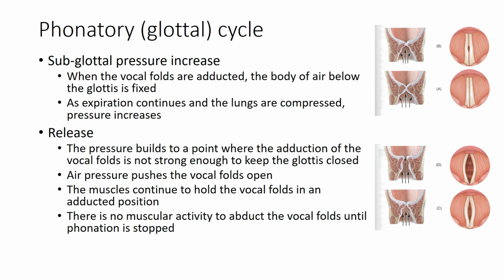So with the vocal folds adducted, the glottis closed off, the body of air below the glottis is fixed, but expiration continues and the lungs continue to be compressed, so that increases pressure below the glottis. Eventually, that pressure builds to a point where adduction of the vocal folds is not strong enough to keep the glottis closed. The air pressure pushes the vocal folds open. That air pressure is released. However, the muscles continue to hold the vocal folds in an adducted position. They are just pushed apart by air pressure. So there's no muscular activity to abduct the vocal folds until all phonation is stopped. Adduction occurs throughout the glottal cycle.